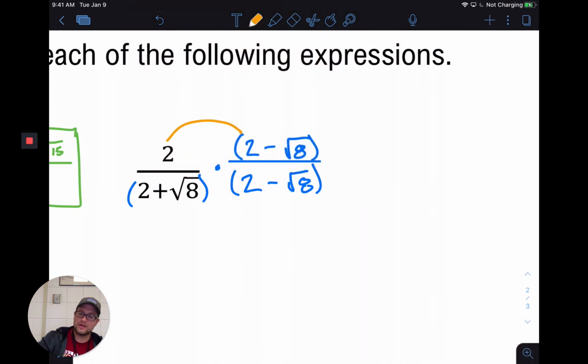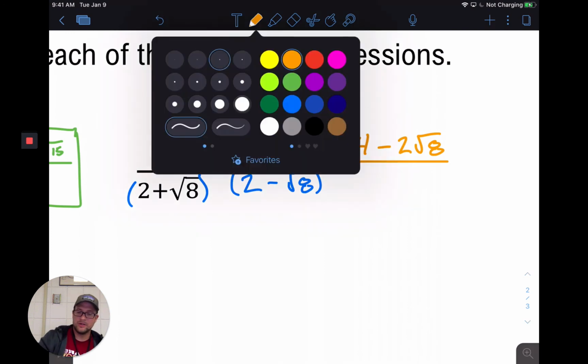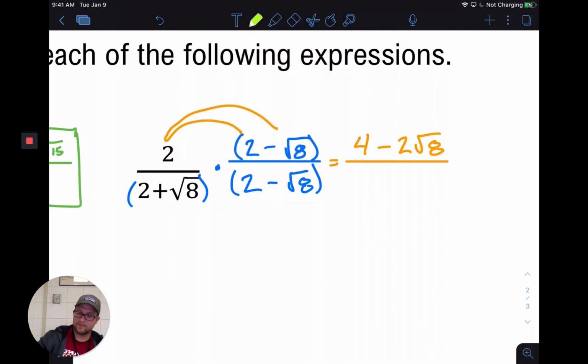Distributing this 2 across the top, we'll have 2 times 2, which is going to give us 4. And 2 times a negative square root of 8, which will give us a minus 2 square roots of 8. Across the bottom, this is where it's always going to be a little harder. So let's try to color code this better for you.